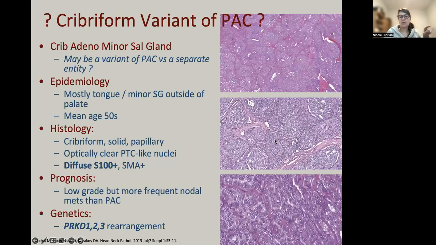There is a variant of polymorphous that is now recognized, so-called cribriform. This tends to be more in the non-palatal minor salivary glands like tongue, buccal mucosa, etc. It is morphologically and immunohistochemically essentially identical, except for two things. One, it has more frequent incidence of lymph node metastasis than polymorphous arising on the palate, and it has PRKD gene rearrangements instead of PRKD gene mutations. So kind of an interesting morphologic dichotomy here between polymorphous and cribriform.